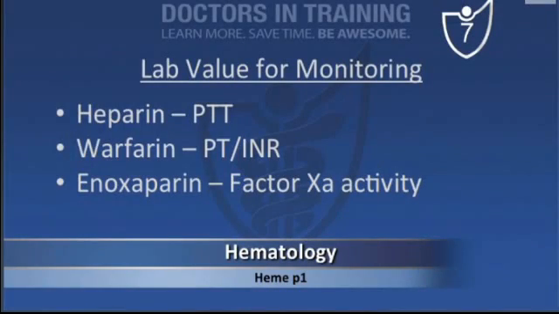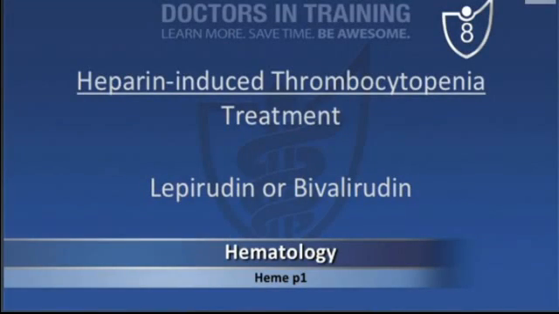And for enoxaparin, you use factor 10A activity. And number 8, what is the treatment for heparin-induced thrombocytopenia? We said that you have to anticoagulate these patients because they are now hypercoagulable, and you do that with lepirudin or bivalirudin, are 2 drugs that you can use.